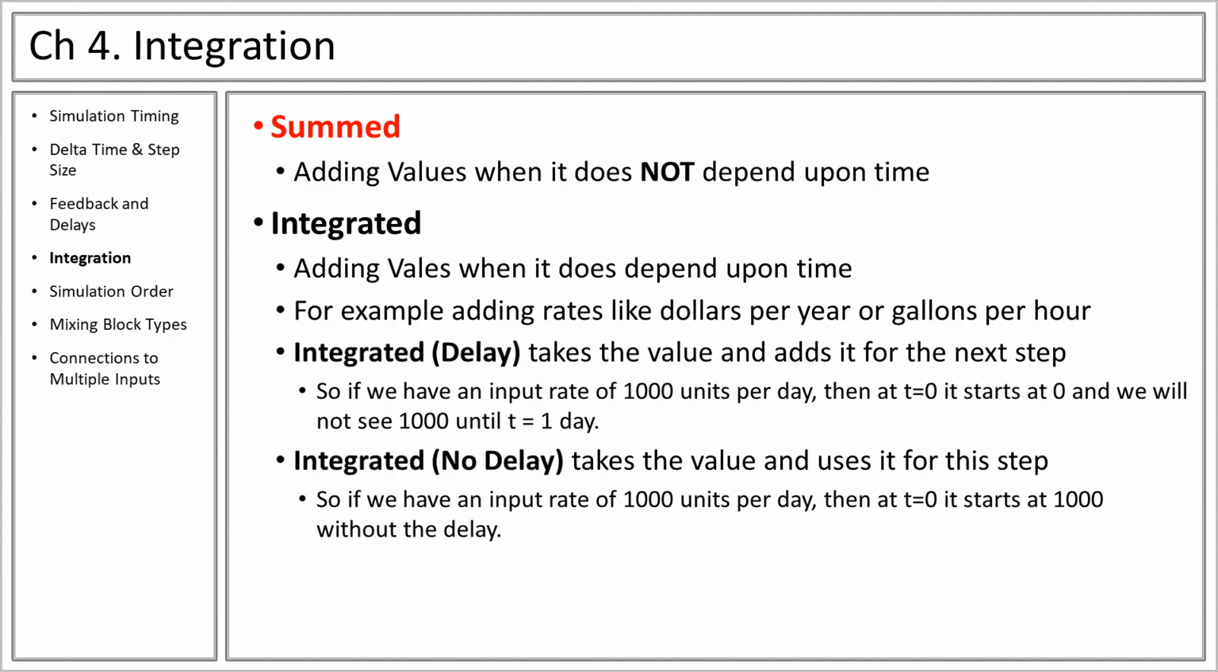We should use summed when we are adding values and those values do not depend upon time, for example, when we're simply counting things. We would use integration when we are accumulating values when the input is a rate like units per time. The integrated with delay option adds the input value on the next step, not on this step. The integrated with no delay option adds the input value on the current step.